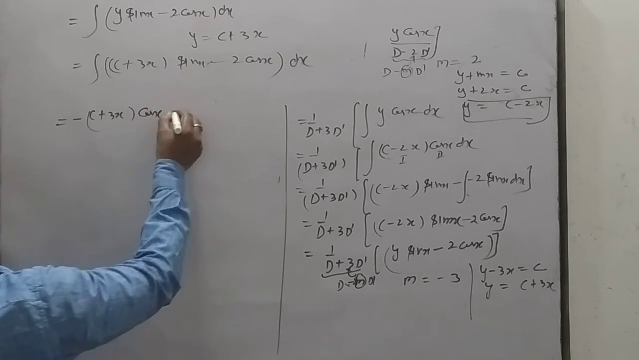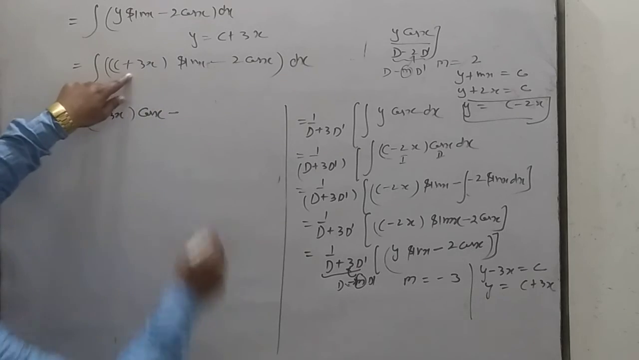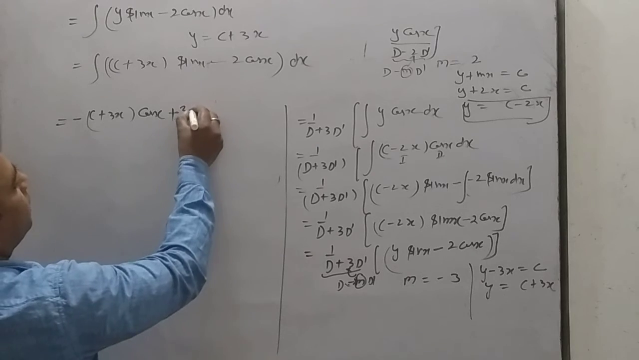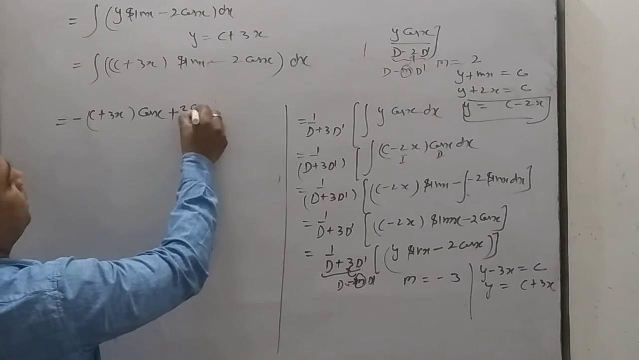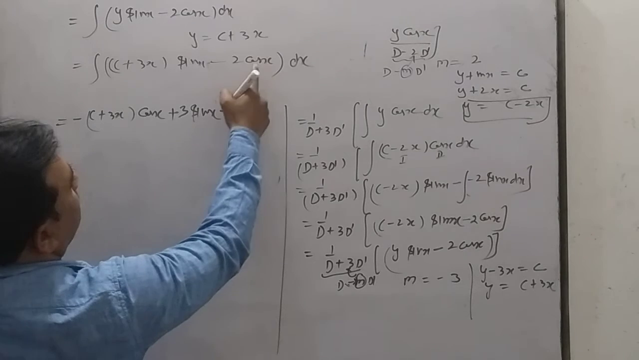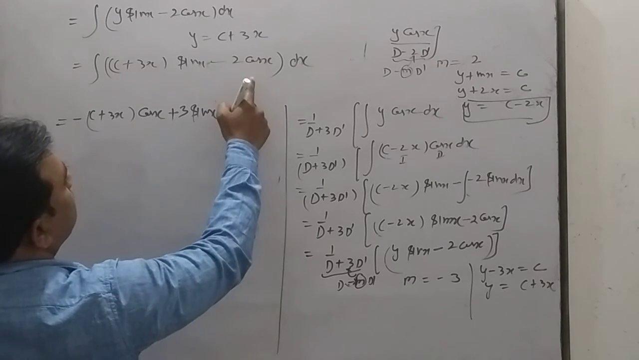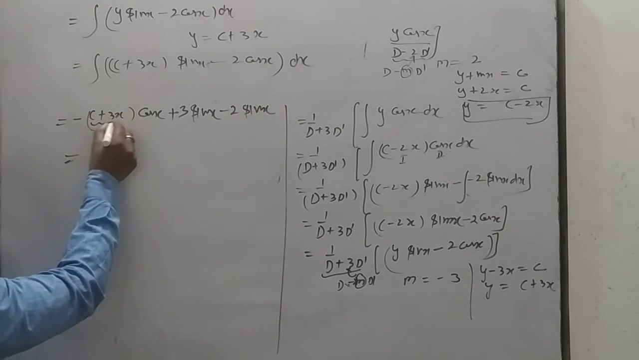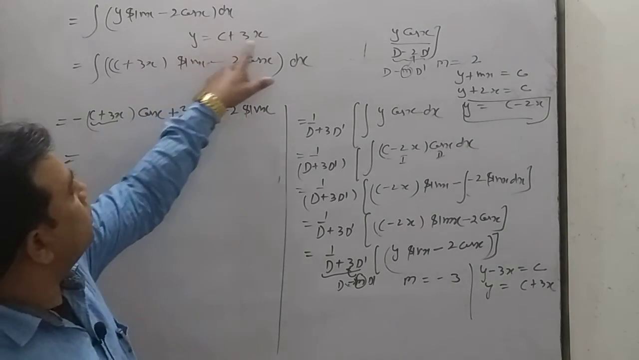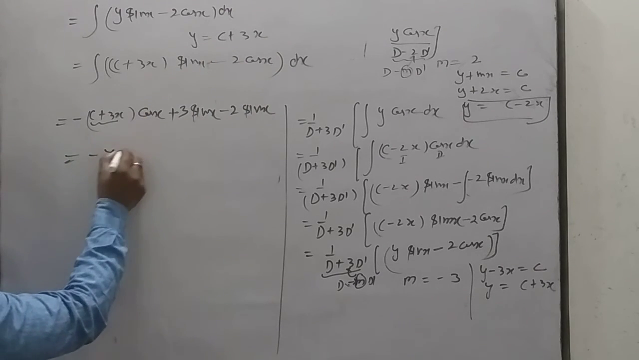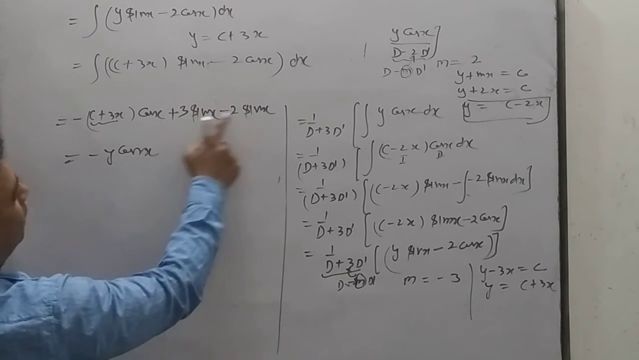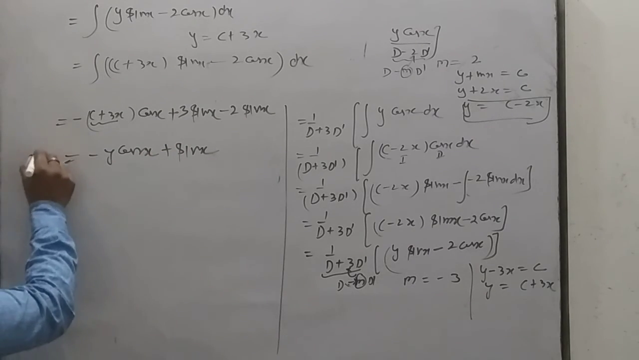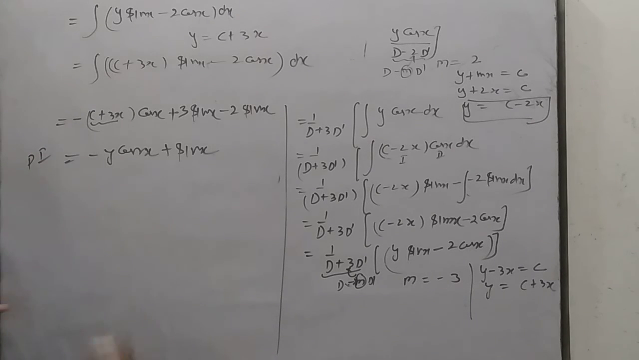Minus cos x, minus differentiation of this function, 3, and integration of sin x is minus cos x, plus cos x, and again integration of sin x, minus differentiation, integration of this function, 2 sin x. The value of this changed again in the form of y, so c plus 3x is y, giving minus y cos x, and 3 minus 2, this is sin x. This is the PI of this partial differential equation.